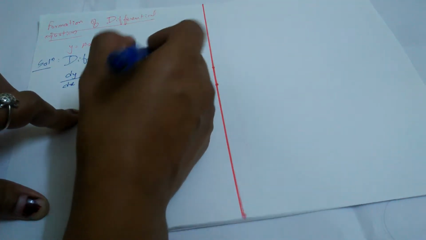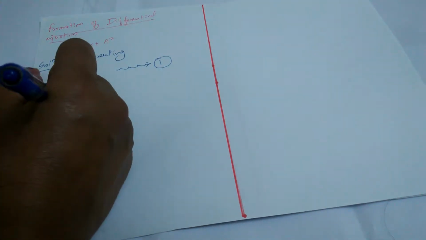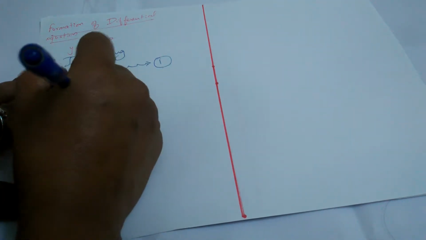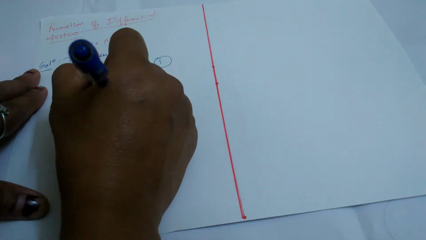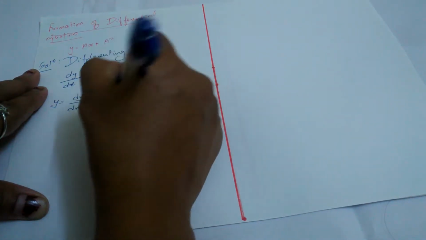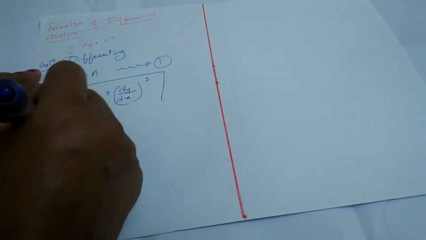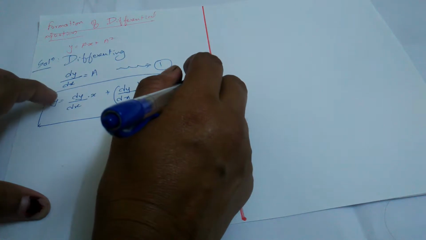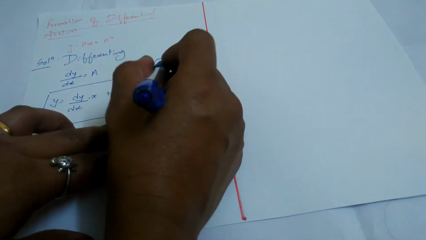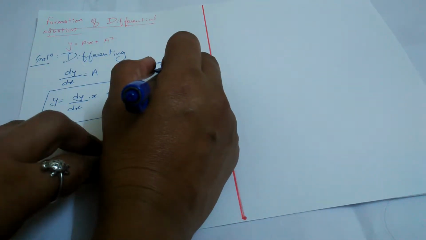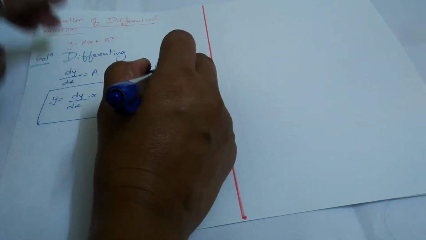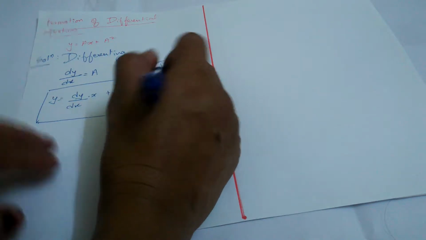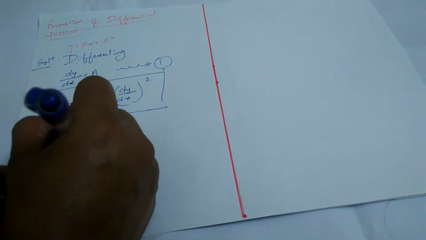Putting this value in this, we get y is equal to dy by dx into x plus dy by dx the whole square. So by eliminating a using equation 1, we get a differential equation which is of order 1.